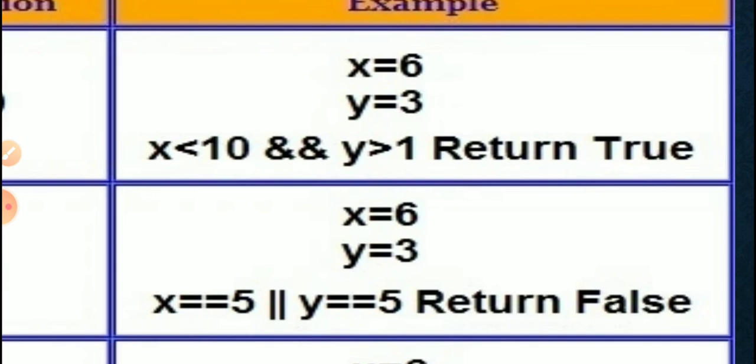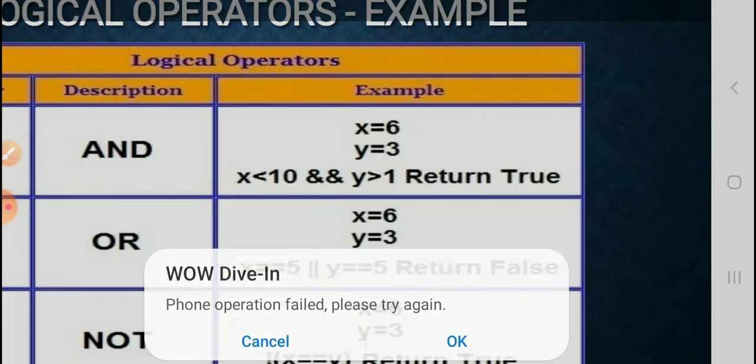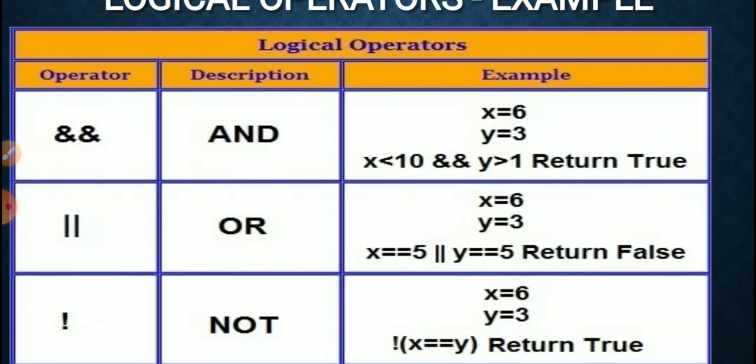And y greater than 1. What is y? Y is 3. Yes, 3 is greater than 1. So here both the conditions are true. So it returns true. Okay. So the AND operator returns true when both the given conditions become true. Okay. If any one of the conditions becomes false, the return value will be false.